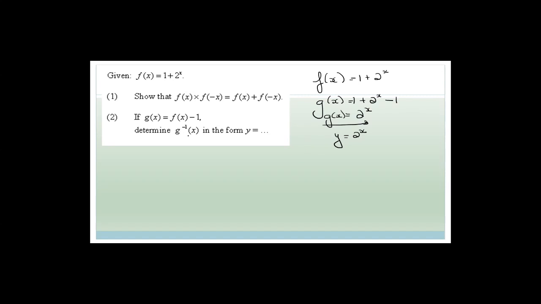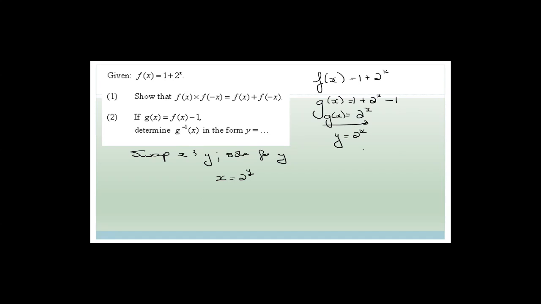That we want the inverse, okay? So what do we do? We swap the x and y, and we solve for y. That is how we get it. So if we swap x and y, we get x is equal to 2 to the y. Okay, now we need to solve for it.